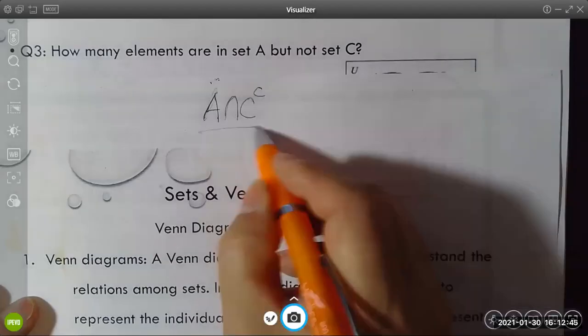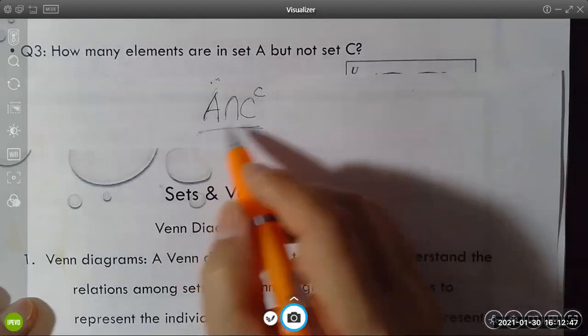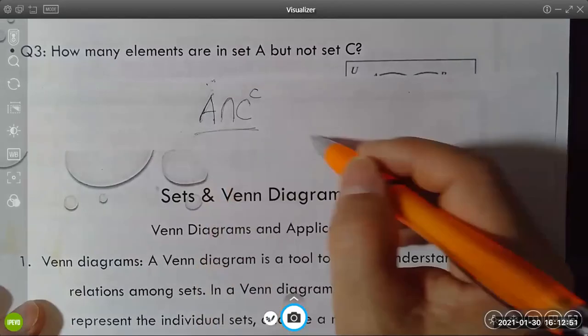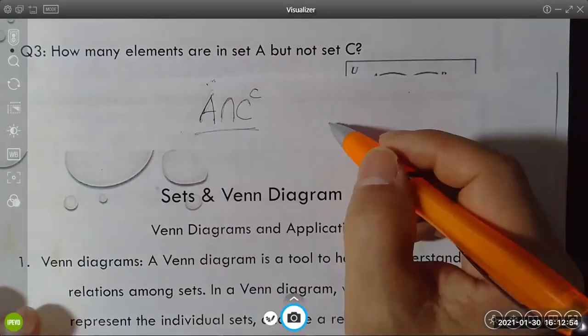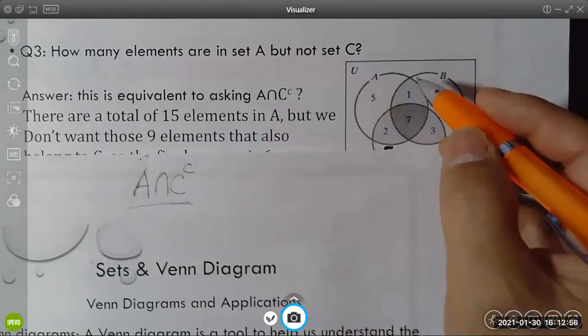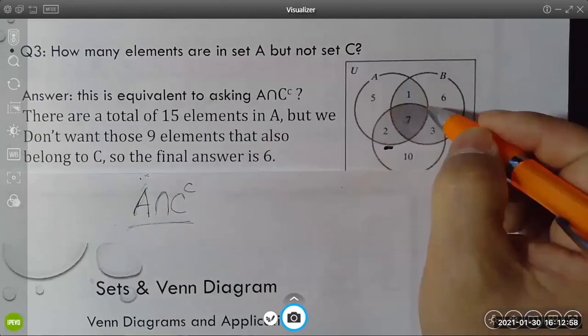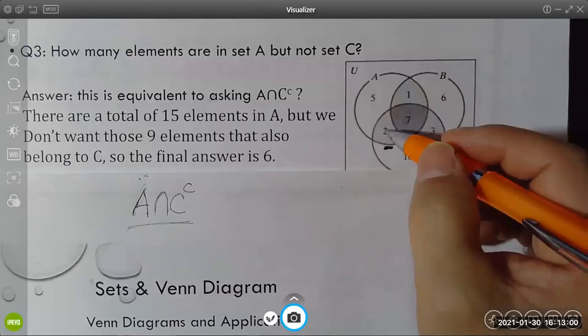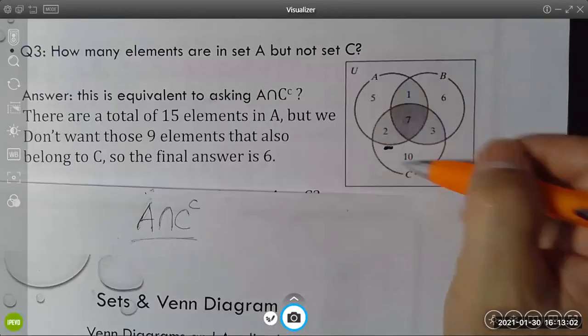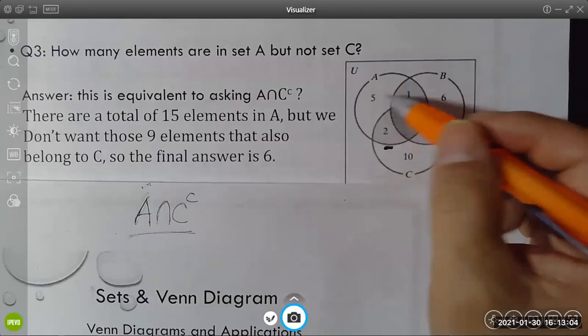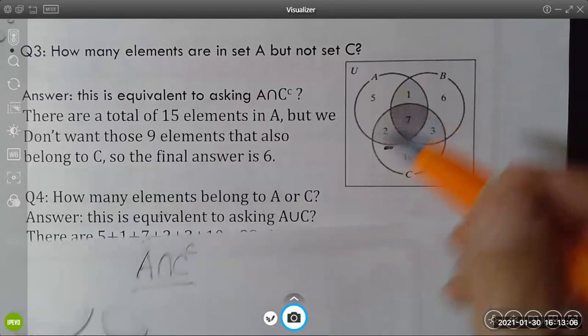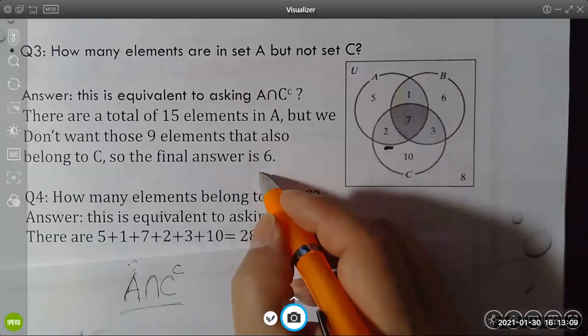Now, in terms of answering the question, it's much easier. Look at those elements in A but not in C. So here, all of this is in A, but we don't want those that are in C. Which ones are in C? The 2 and 7, and the 9 elements are in C. We don't want that. This is C. So we only want this 2. This 2 is still in A, so that's a 6. You can see that in the end, the answer is 6.